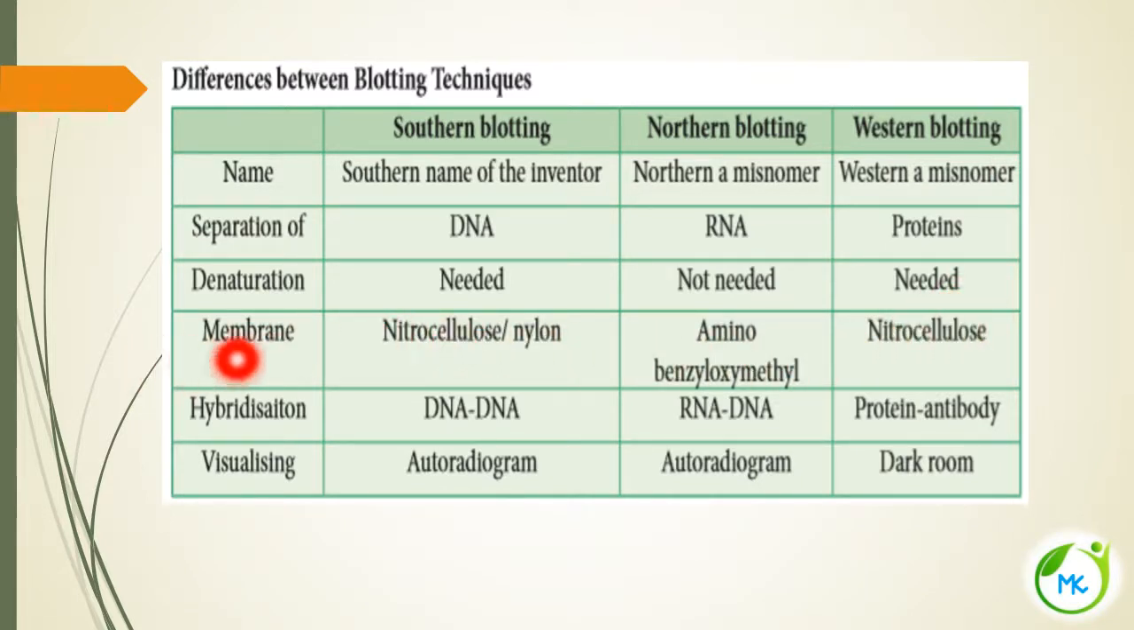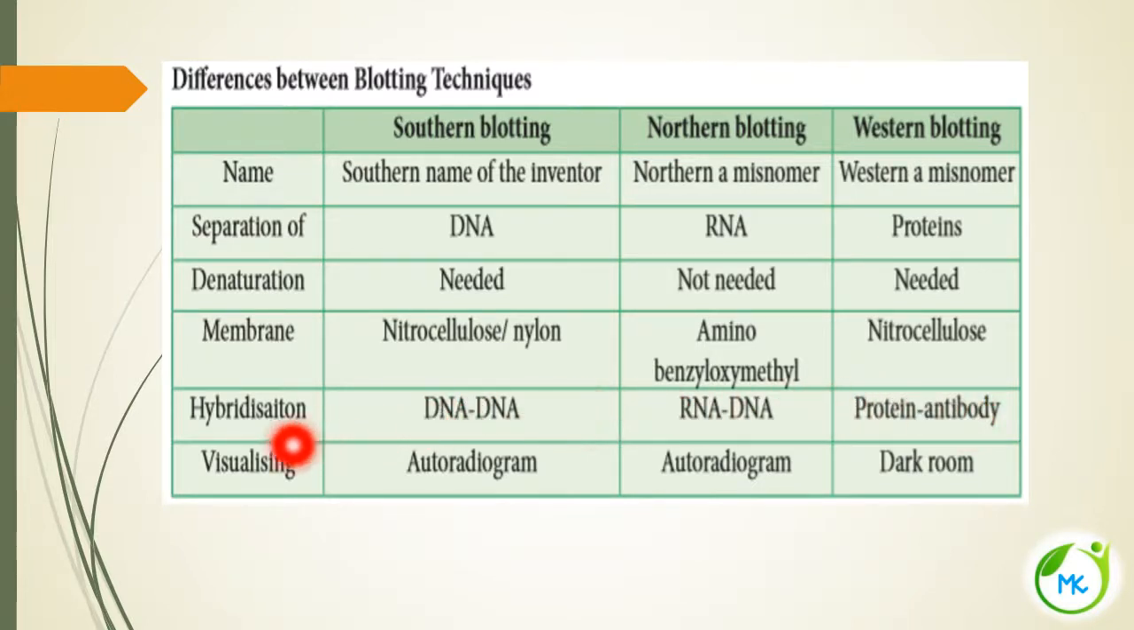Membrane: what membrane are we going to use? Nitrocellulose or nylon for southern blotting, amino benzyl oxymethyl for northern blotting, and nitrocellulose for western blotting. Hybridization: which is going to get hybridized? In southern blotting, the DNA will get hybridized with a DNA probe. In northern blotting, RNA is hybridized with a DNA probe, and in western blotting, protein is hybridized with the antibody.